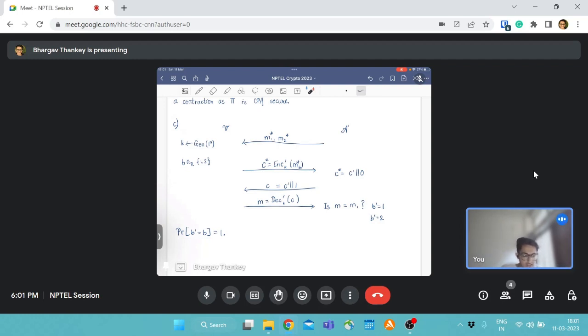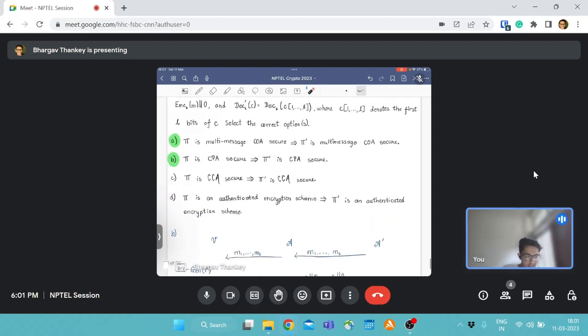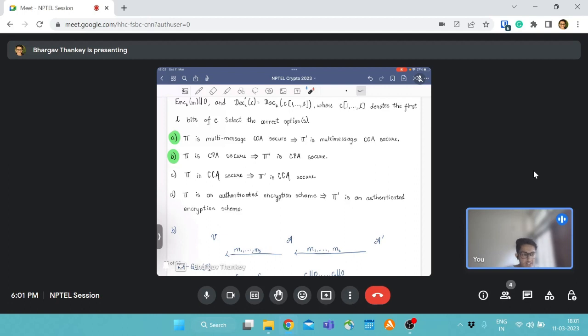So this proves that pi prime need not be CCA secure. And in the reduction, we never use the property that pi prime is CCA secure. So C is not correct, and therefore D is also not correct, because the exact same argument would also work in the case of D. Since D is some authenticated encryption scheme, that requires CCA security and ciphertext unforgeability. But we saw that pi prime is not CCA secure, so it would also not be an authenticated encryption scheme. So is this fine?